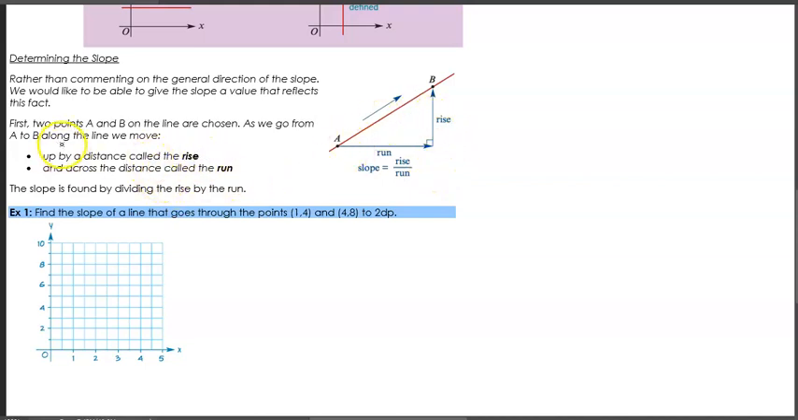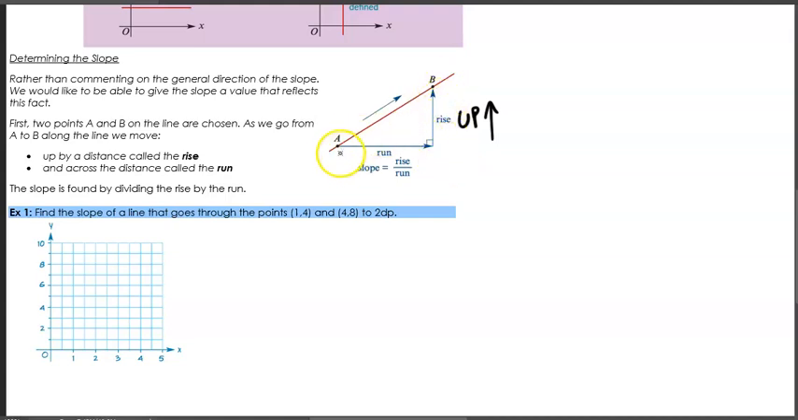So as we go from point A to point B along the line, we move up by the distance. So from A to B, the up part, which is here, is our rise. This is the part that is going up. We have to figure out what that distance is, or how much it is going up by, in units.